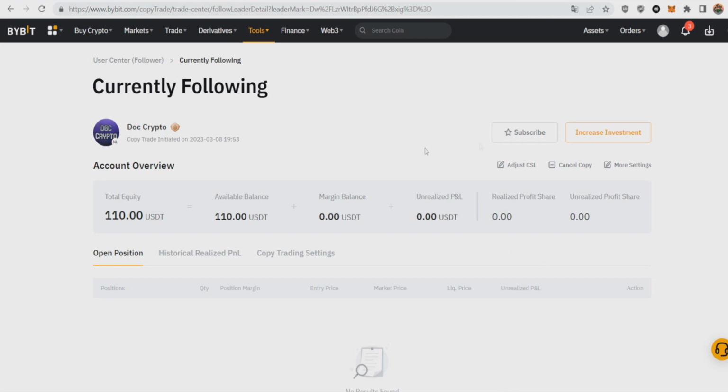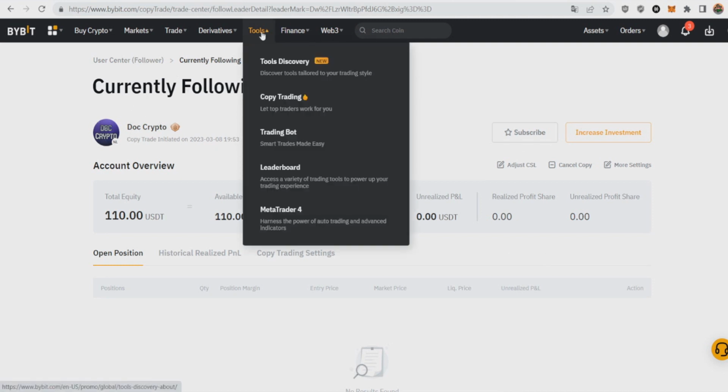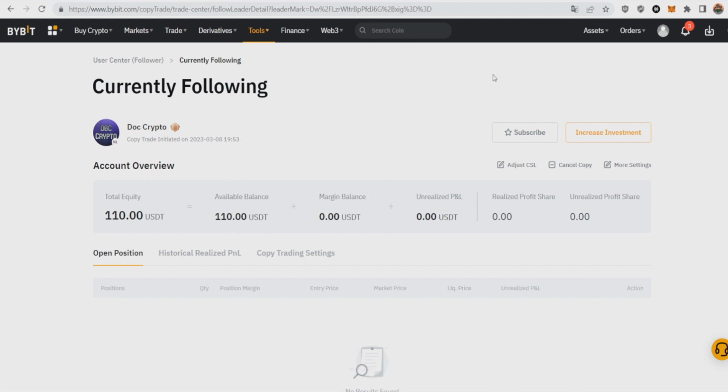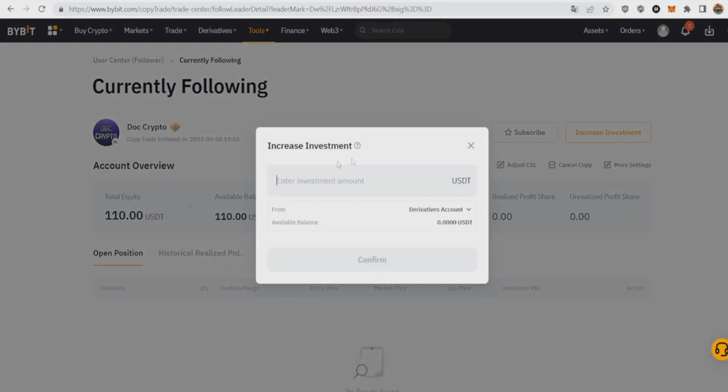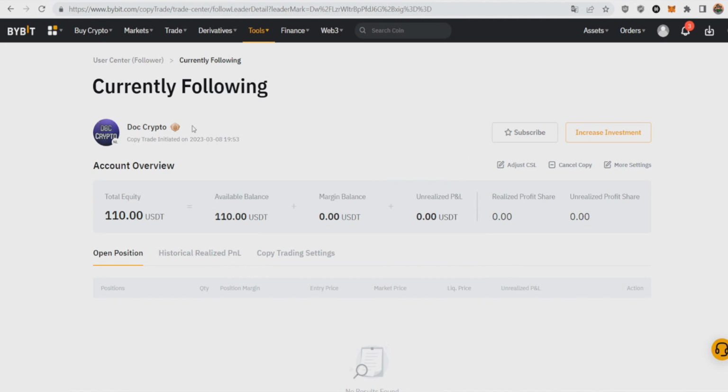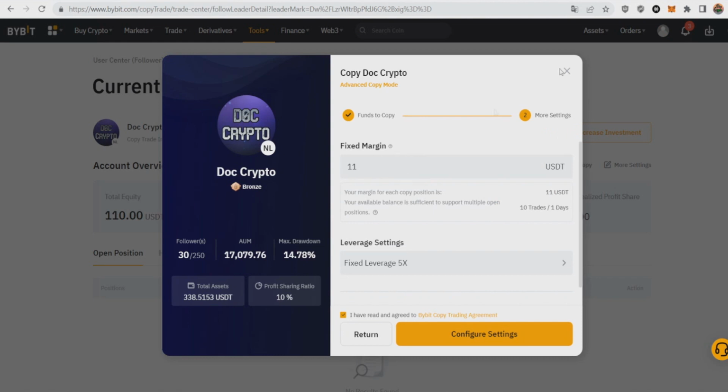Just go to the master trader the same way we just did: tools, copy trading, top right, master trader, and we click on increase investments. And here you can just add more money from your derivatives, spot account or funding account to your master trader. And when you add more money, be sure to go to the settings again and just fix your margin.